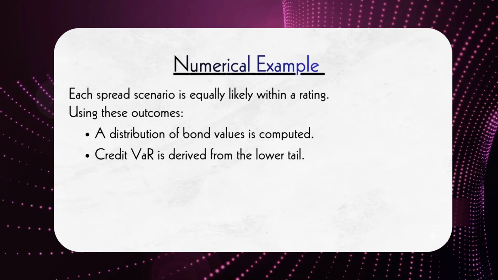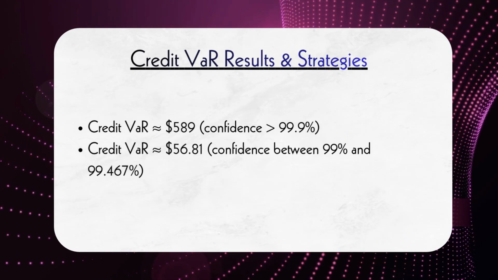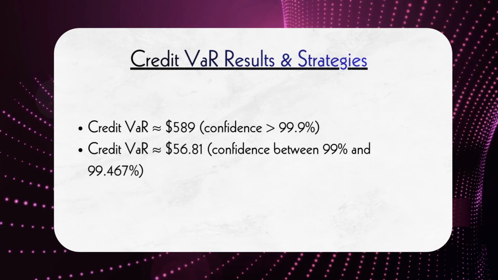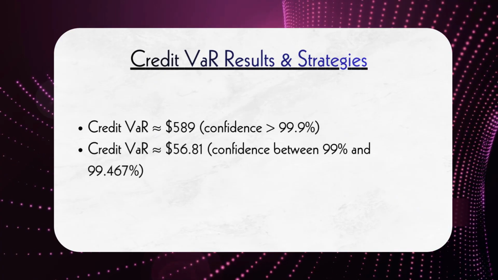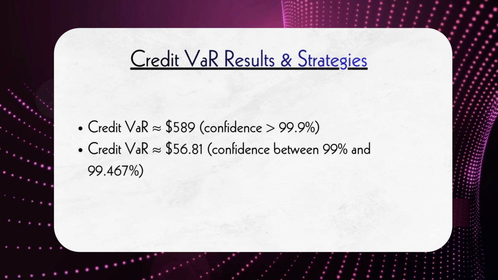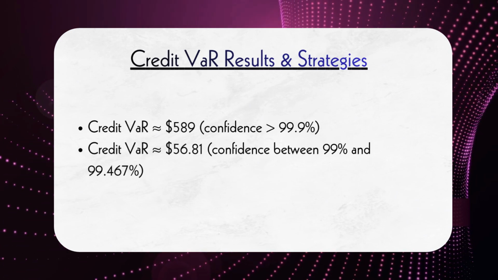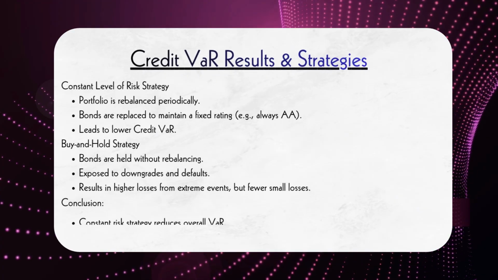The results show that credit VaR can be quite high at extreme confidence levels, for example around $589 at above 99.9% confidence. At slightly lower confidence levels, such as between 99% and 99.467%, the VaR is much smaller, around $56.81. Finally, let's discuss two important risk management strategies.